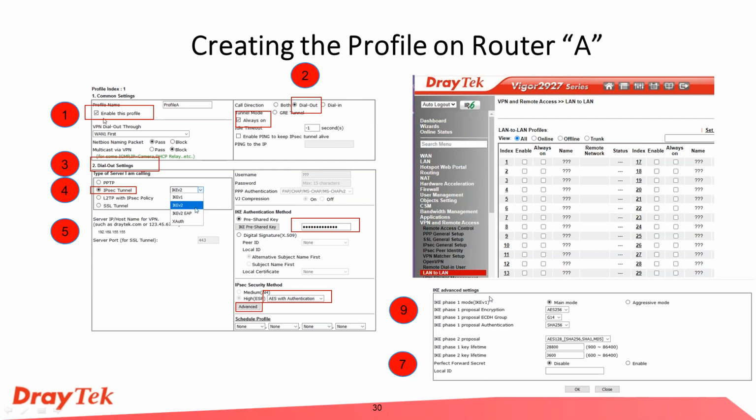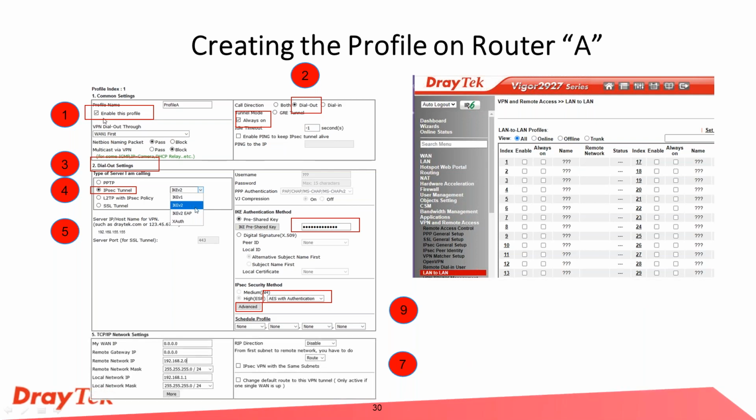Oh yes, set the IKE advanced settings. As I said, AES in main mode is a good one to choose there. You don't really need to change any of the other settings. You do need to enter the remote network, and that's the remote network that you're going to connect to. And the remote subnet mask.